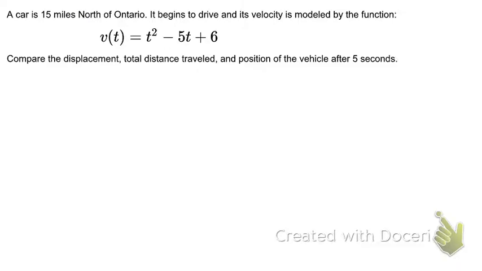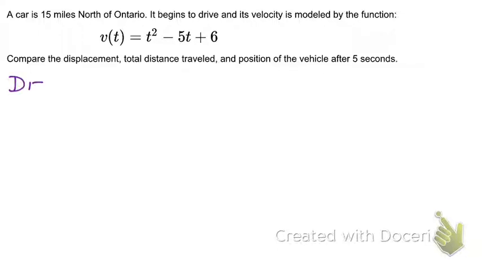Last example of this lesson, it says a car is 15 miles north of Ontario. It begins to drive, and its velocity is modeled by the function v of t equals t squared minus 5t plus 6. Compare the displacement, the total distance traveled, and the position of the vehicle after 5 seconds. So, displacement. Remember, that's the easy one.